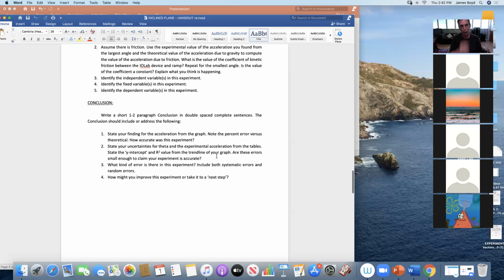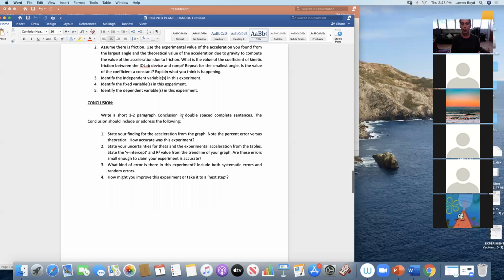All right. Finally, in your conclusion, as with all conclusions, I want it essay style, meaning I want paragraphs. They don't have to be long. They can be a couple sentences, but they need to address a couple things. What you found for the acceleration of gravity from your graph. What was your experimental gravity, the slope of your graph? And the percent error of that slope versus 9.8 meters per second squared.